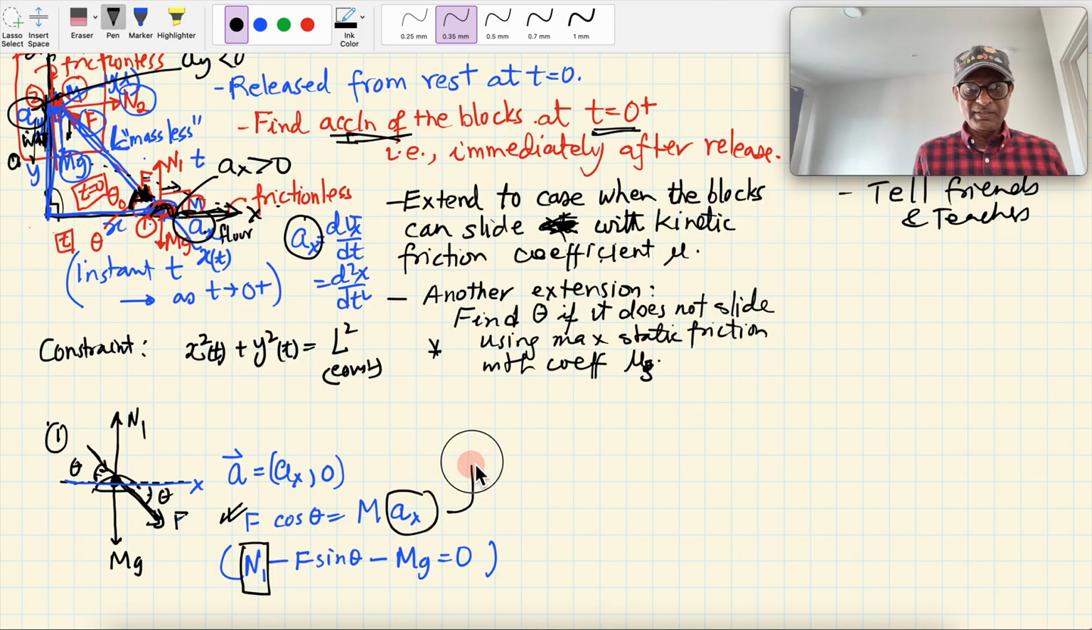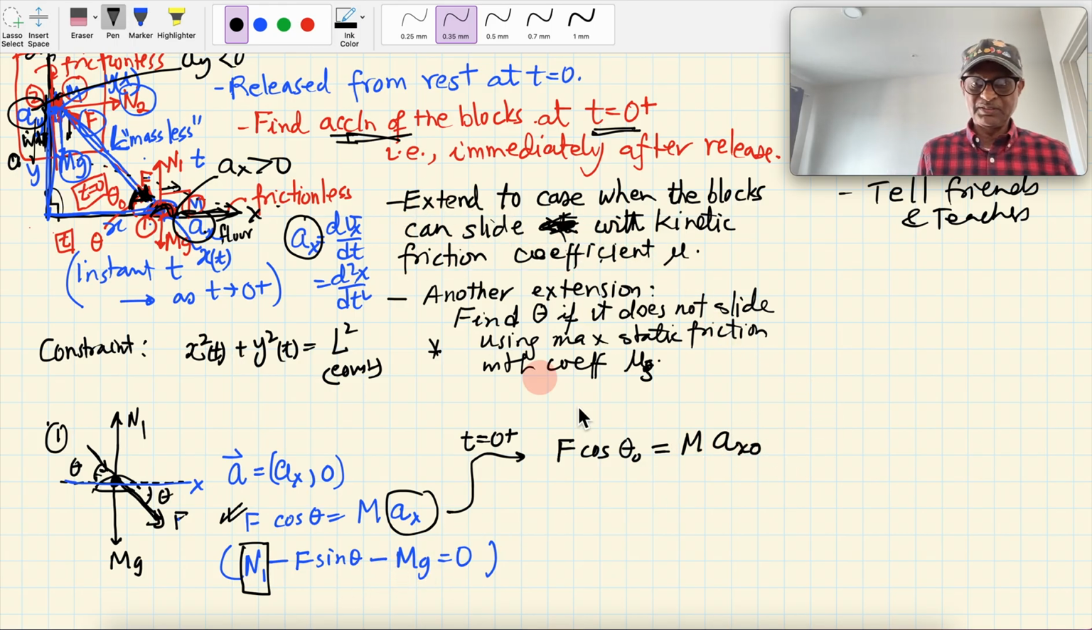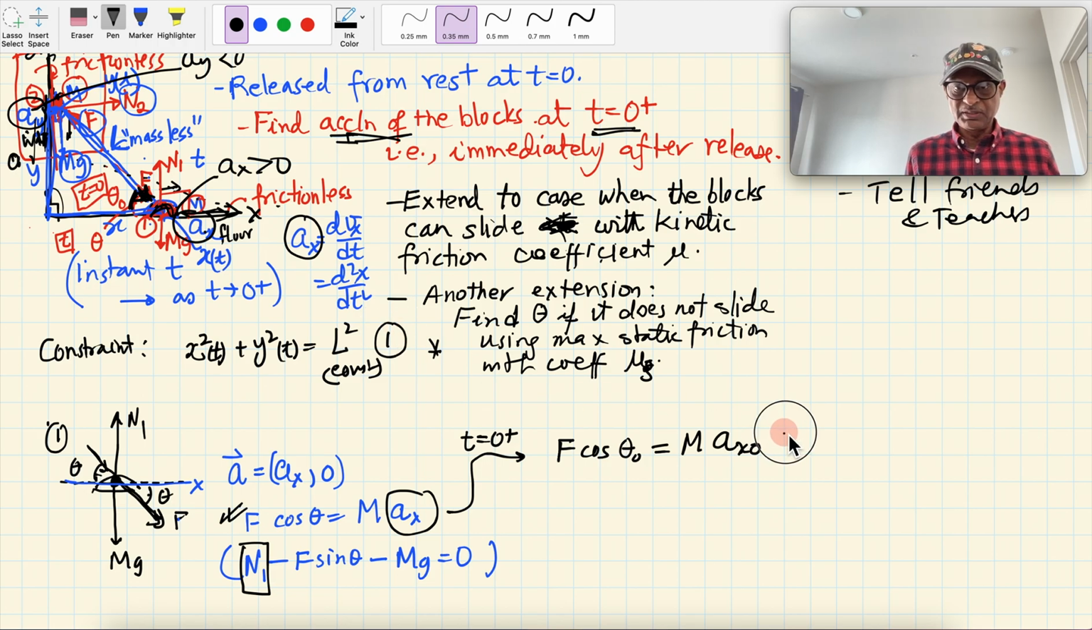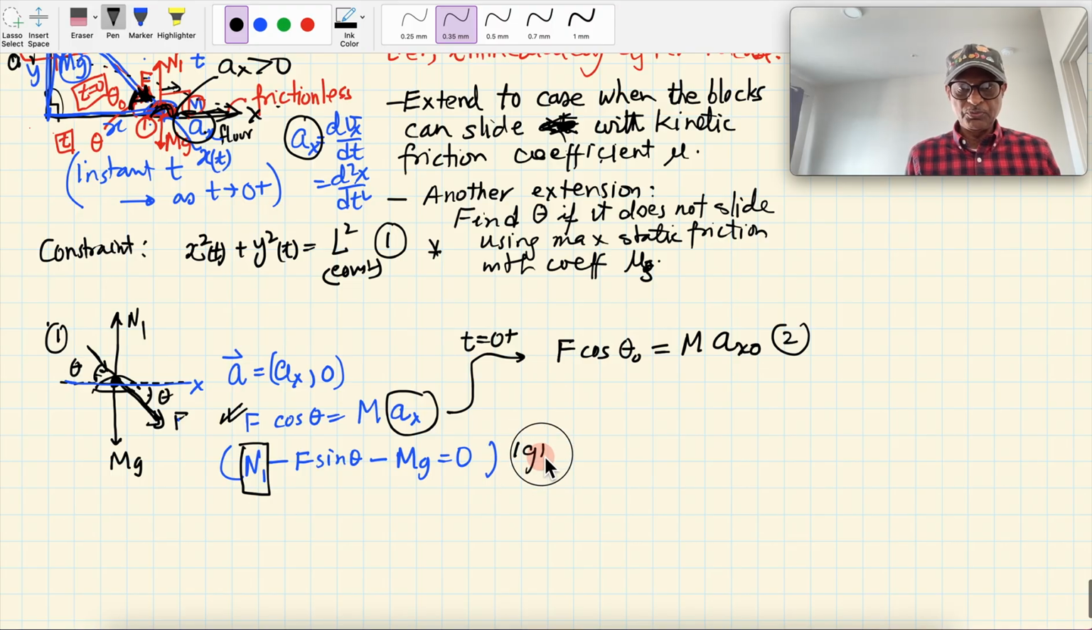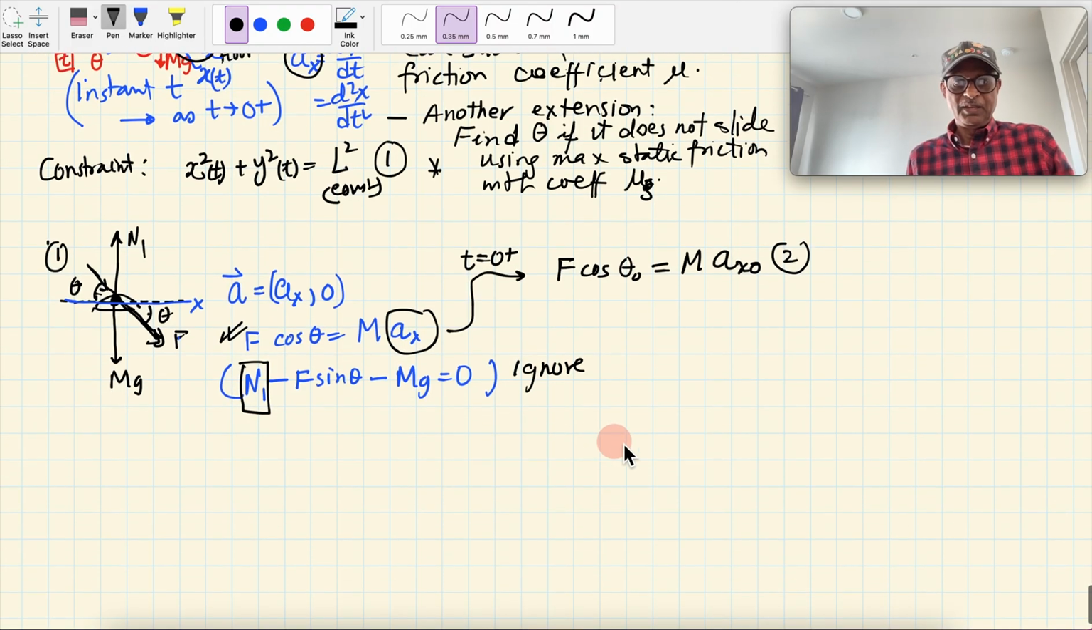So this equation at t equal to 0 plus will look like f cosine theta at 0 equals m ax at 0 time. We need to find what the acceleration is at time 0. So let's call this equation 1, and I'm going to call this equation 2. And this one I'll just ignore for the moment. If I need to, I will find it later.